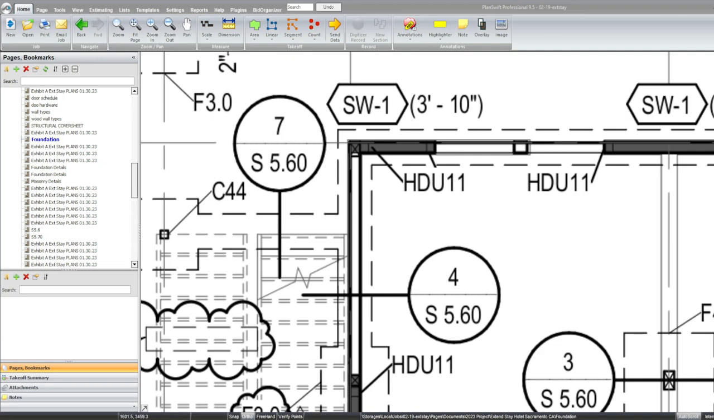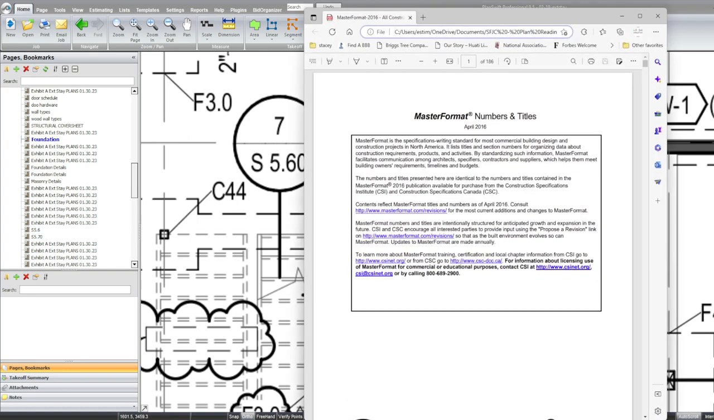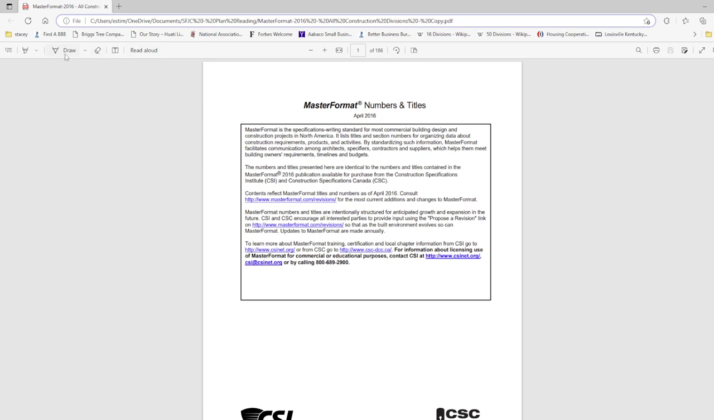Probably not. I'm going to give you the definition. Well, you know what? I'm going to do that in a different video. Let's see if we can find it in our MasterFormat, the term hold down, and where we would find it if we were looking through our specifications.